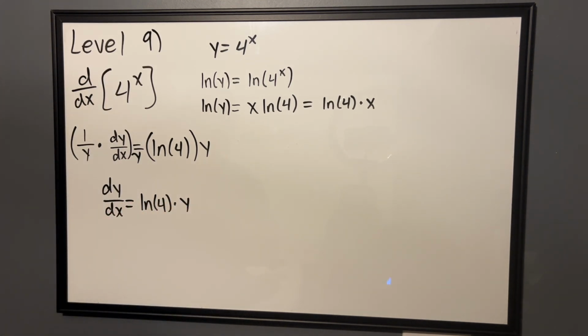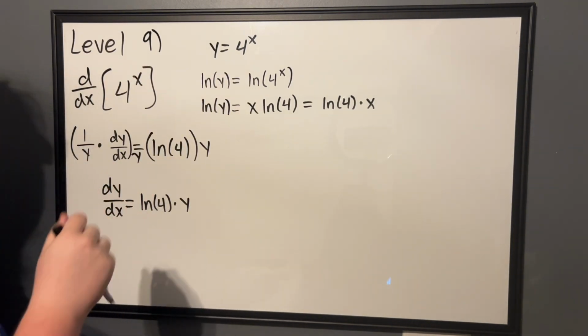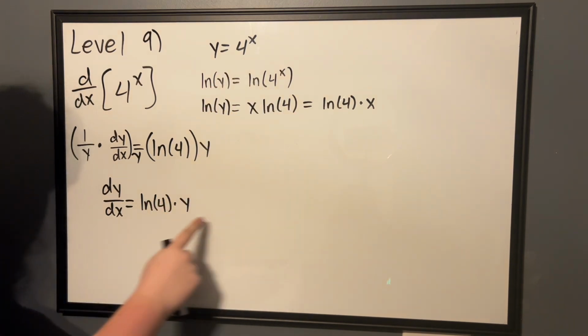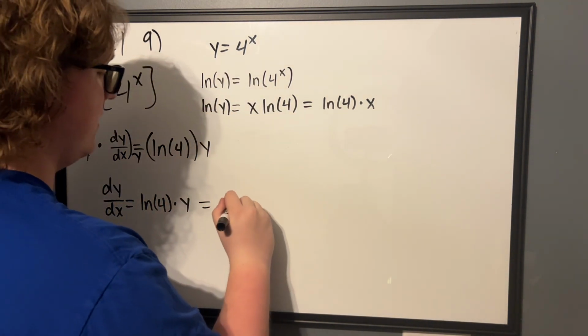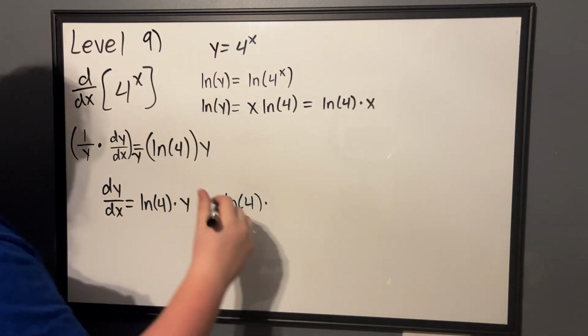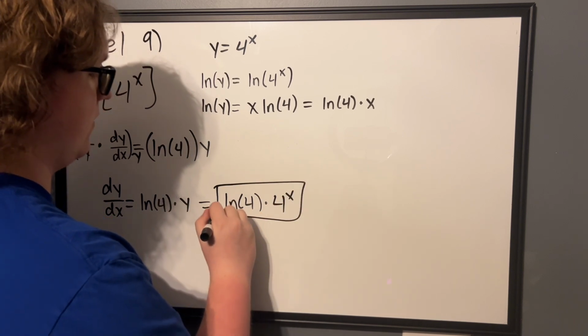Now, we're not done because remember we set up this function to be y equals 4 to the x, right? So if y was equal to 4 to the x, that means we can plug this right back in for y. So this is equal to ln of 4 multiplied by what our function for y was, which was 4 to the x. And that right there is our final derivative.